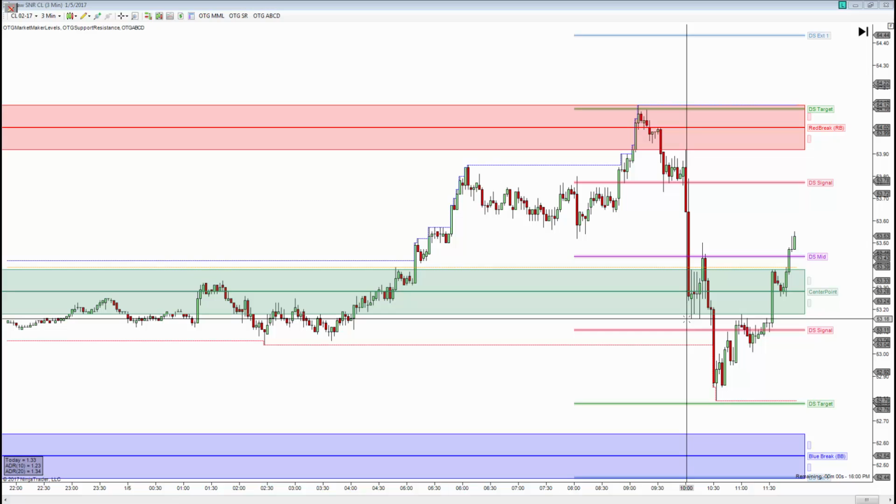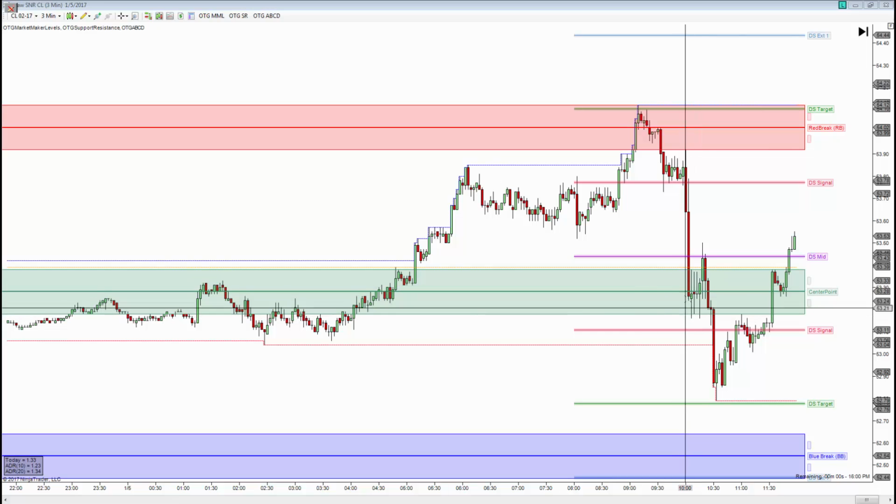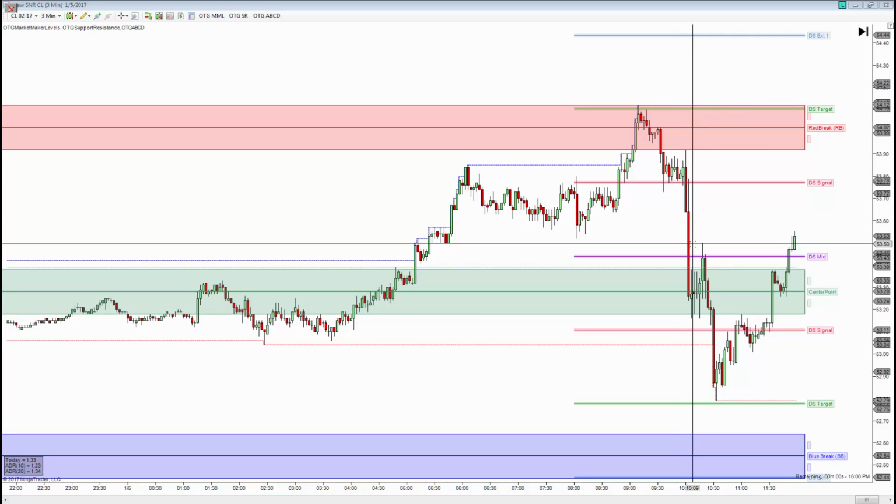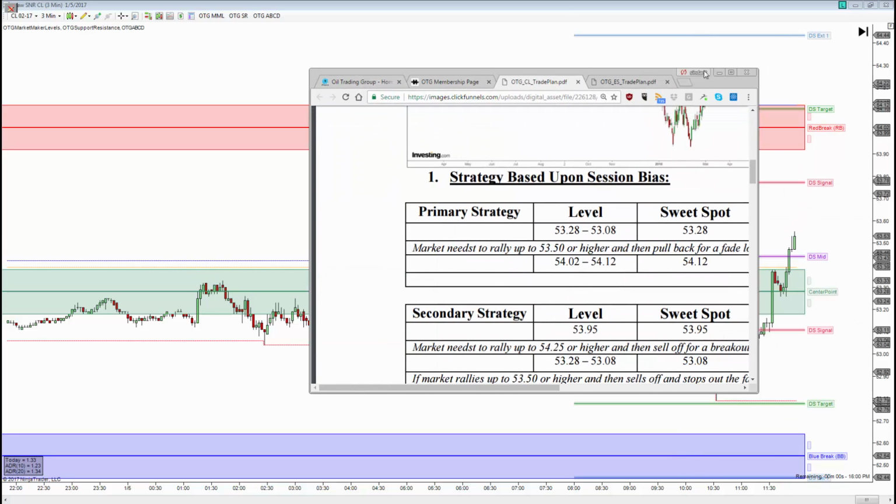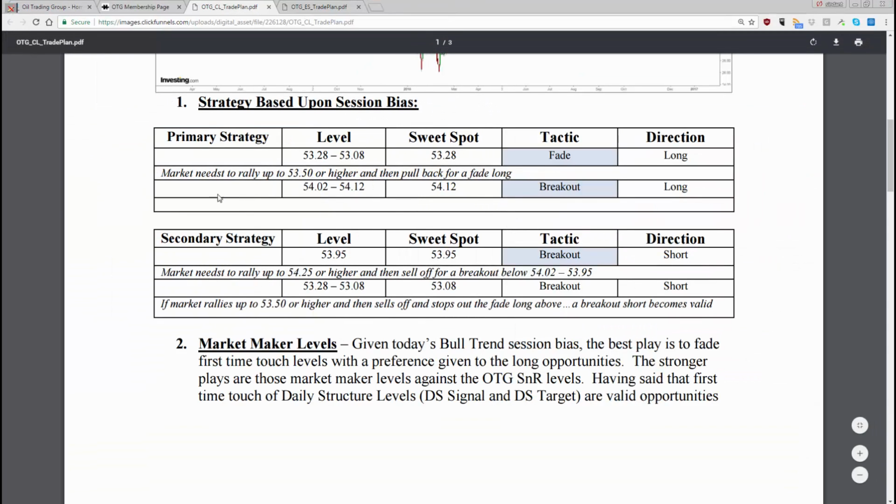It comes down to 16, a little bit deeper down to 16, and then rallies up to 50. So there's a 22 tick move and bounce out of that zone that we talked about on the trade plan. What we also said on this trade plan is that the market needs to rally up to 53.50, and then you would look for this fade area long.